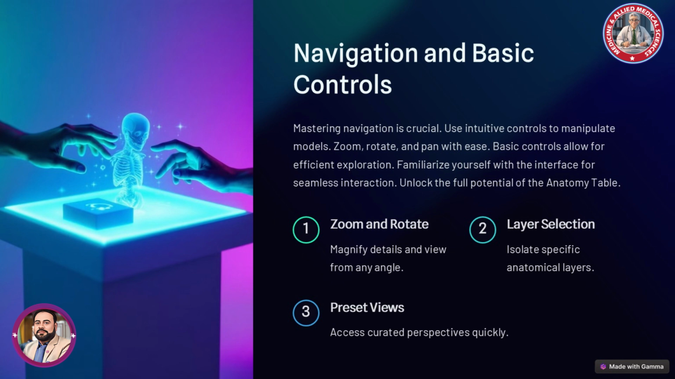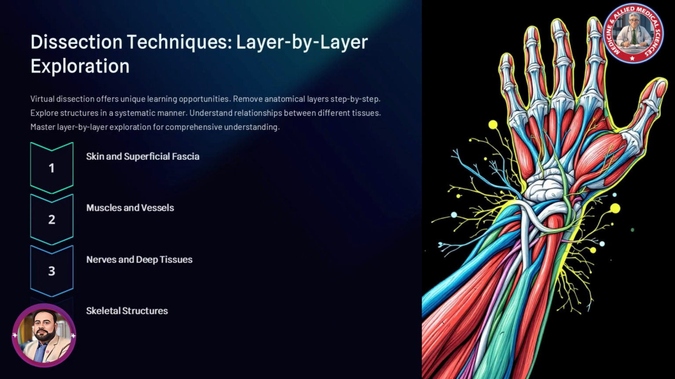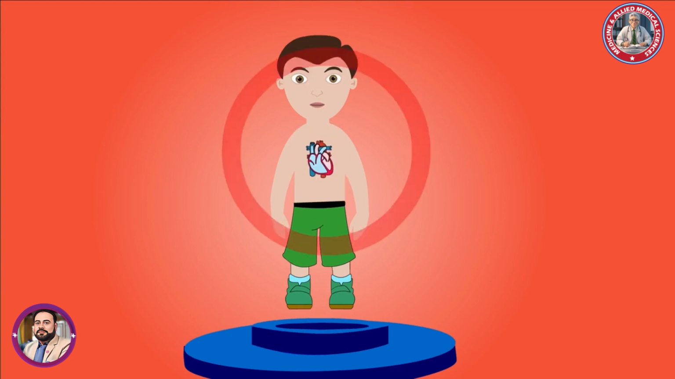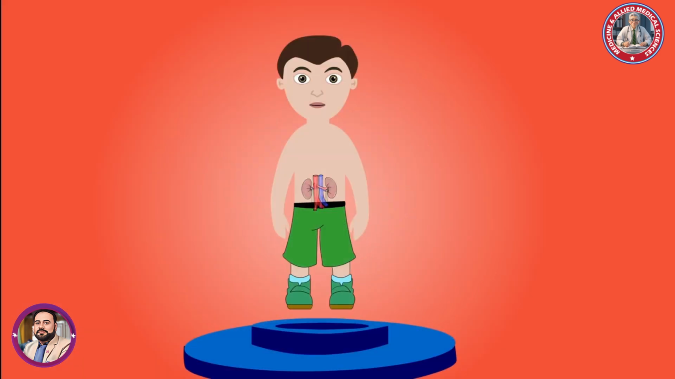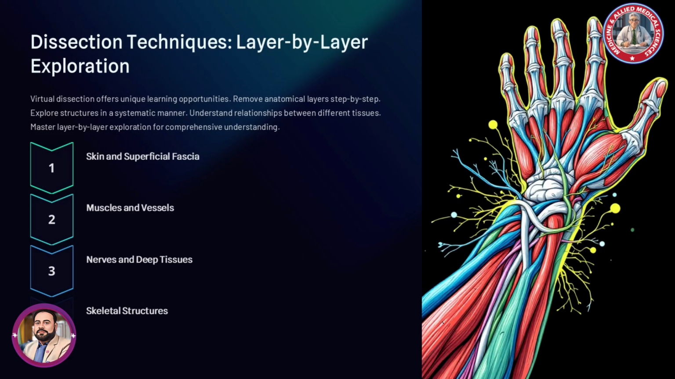With these features, the anatomy table bridges the gap between textbook learning and real-world applications, making anatomy study more interactive, efficient, and engaging. Dissection techniques. Layer-by-layer exploration: virtual dissection provides a systematic and interactive approach to studying human anatomy. By removing anatomical layers step by step, learners gain a clear understanding of structural relationships and functional integration. This method enhances spatial awareness and deepens comprehension of human body organization.